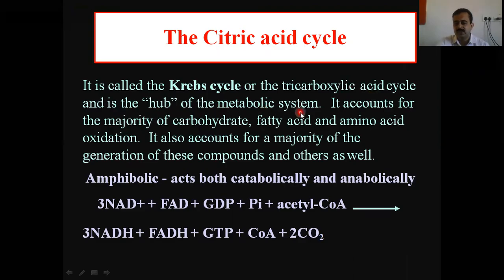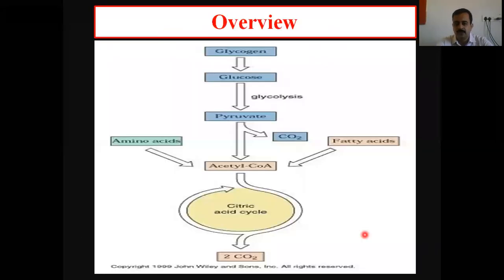It is the hub of the metabolic system. It accounts for the majority of carbohydrate, fatty acid and amino acid oxidation. It also accounts for the majority of generation of these compounds and others as well. It is amphibolic: it acts both catabolically and anabolically. For example, 3 NAD+ plus FAD plus GDP plus Pi plus acetyl coenzyme A gives 3 NADH, FADH2, GTP, coenzyme A and 2 CO2. So this is the overall reaction, wherein both catabolic and anabolic reactions can be seen.